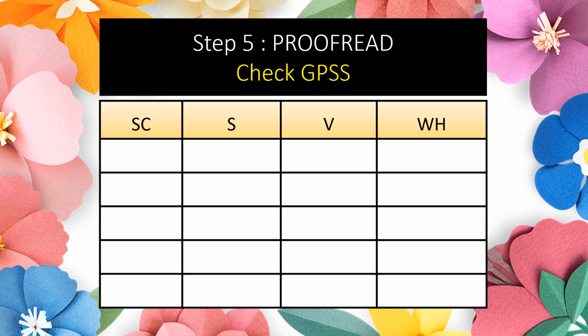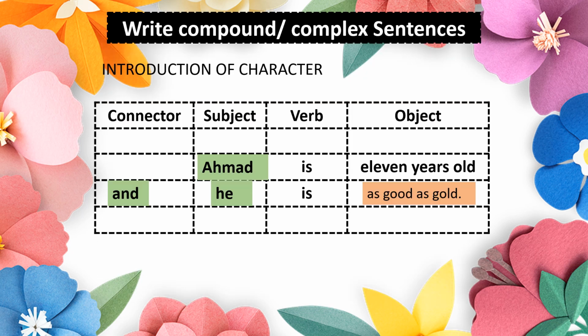Okay, so last one, not last one. This is the second last step, which is proofread. Always proofread. Okay, do new. Okay, so this is small e 11. Ahmad is 11 years old, and he is as good as.